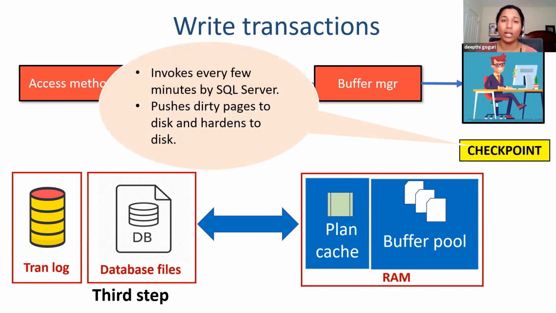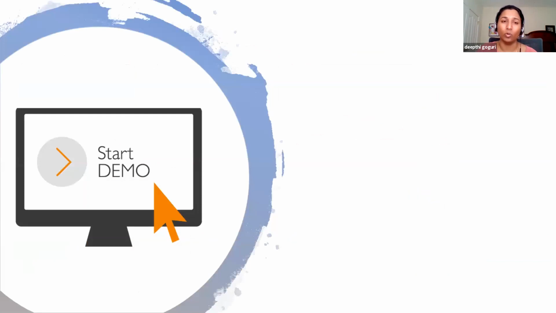Now, let's see a very quick demo of how these pre-optimization stages work, like the parser, binder, simplification, and the trivial plan components. It's a very quick demo. I won't take much time.